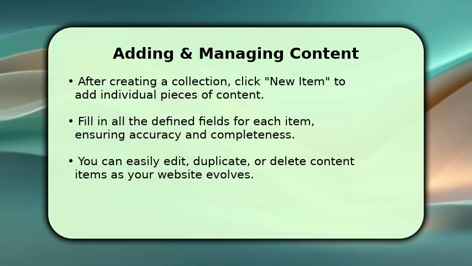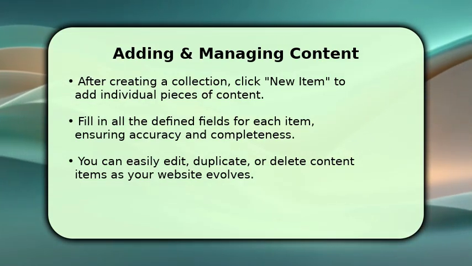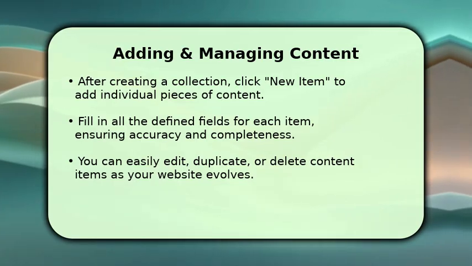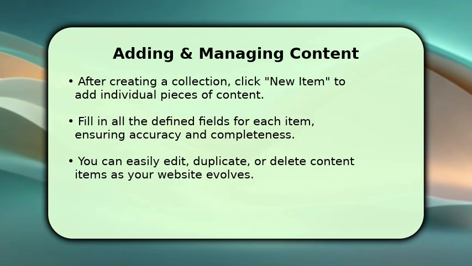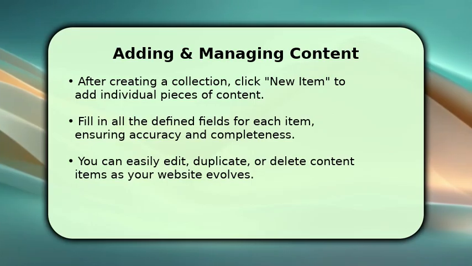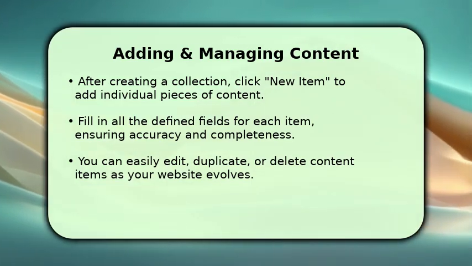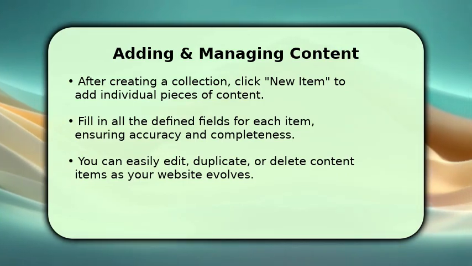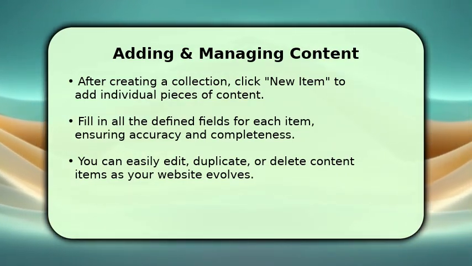Once your collections are set up, it's time to populate them with content. Within each collection, you will find a button to add a new item. Click this to create an individual piece of content, like a single blog post or a specific product. Carefully fill in all the fields you defined earlier, such as the title, main image, and body text. You can always go back and edit, duplicate, or remove items as needed, keeping your content fresh.